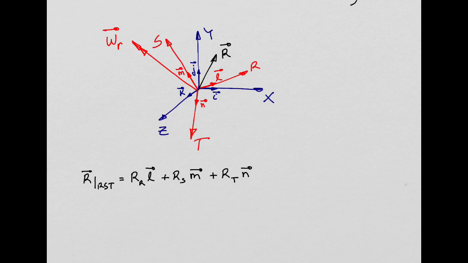Okay, and then if I derive this vector R in order to time, this is going to give me the velocity, which is going to be r dot times l plus rs times m plus rt dot times n. Okay?